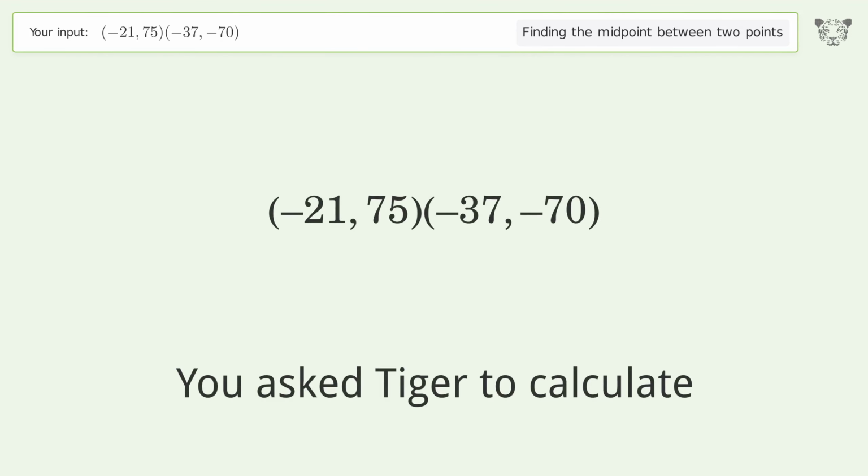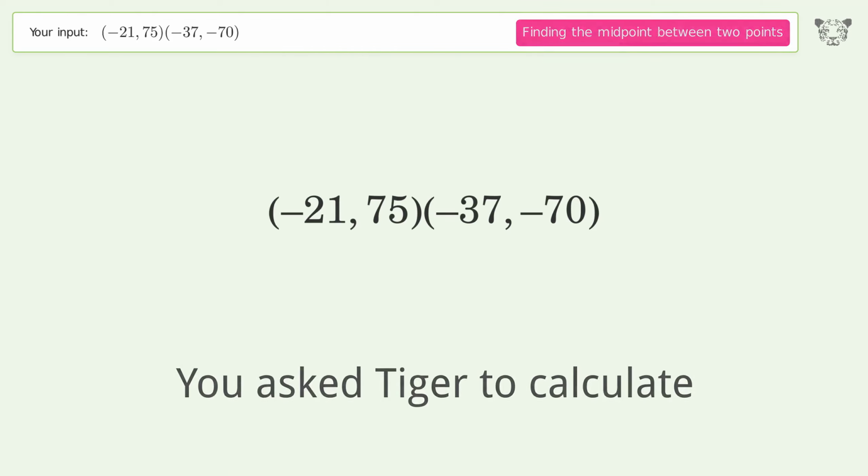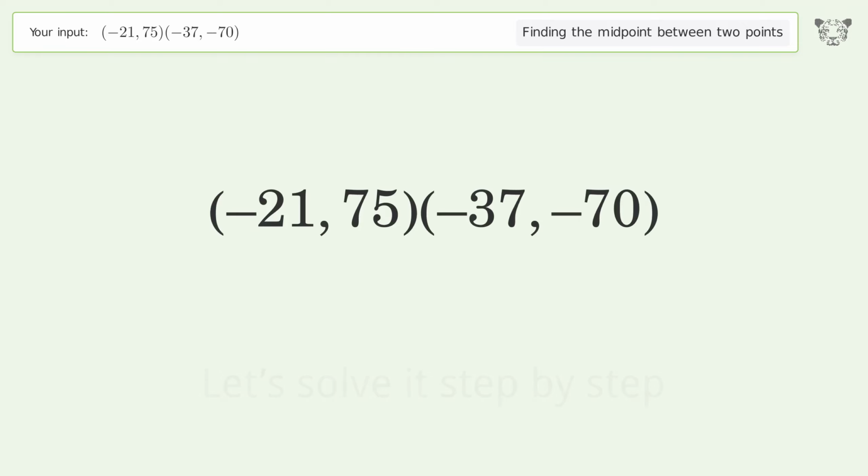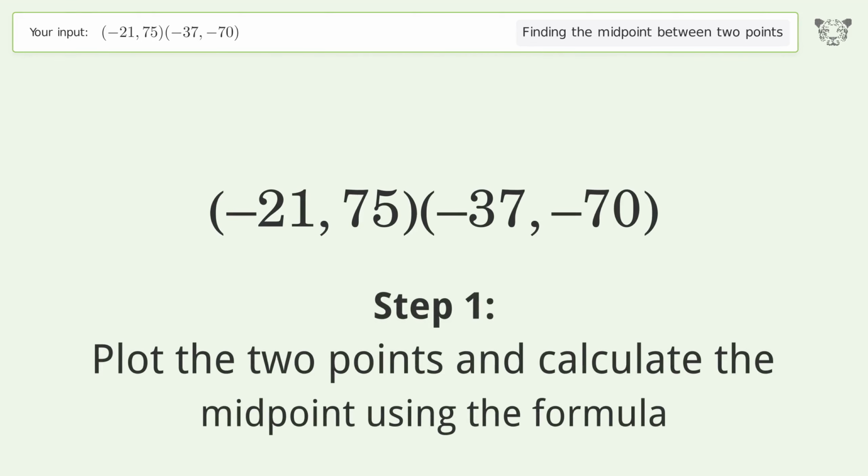You ask Tiger to calculate. This deals with finding the midpoint between 2 points. The midpoint between the 2 points is -29, 2.5. Let's solve it step by step. Plot the 2 points and calculate the midpoint using the formula.